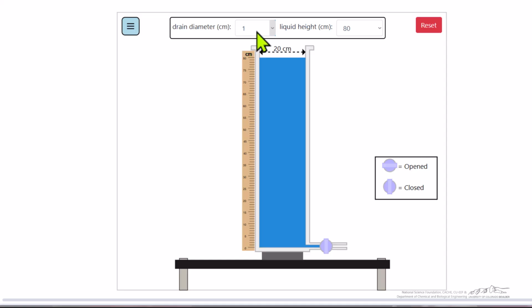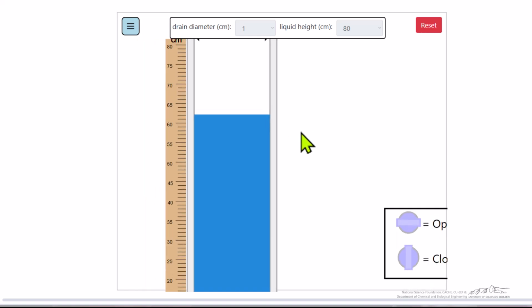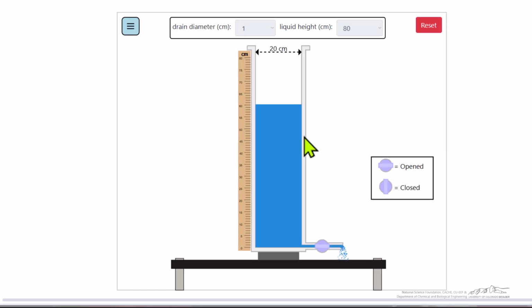Here's a simulation. We can select either 0.5 or 1 for the diameter of the drain, and we can select either 80 or 40 centimeters. And so if we click on the valve, it opens, flow starts coming out, and the liquid level drops. We can zoom in with the scroll wheel to more accurately measure. If we're going to record a certain height in centimeters as a function of time, then the zoom can be particularly useful for getting accurate measurements.